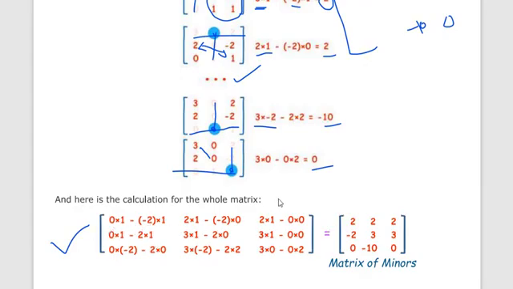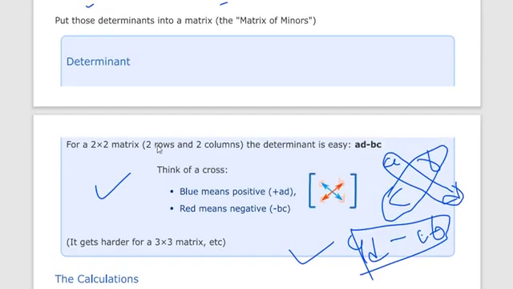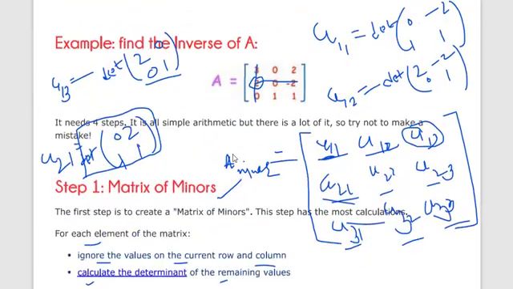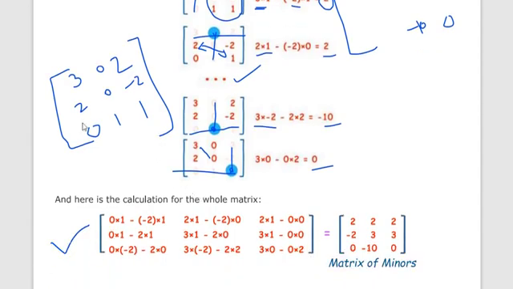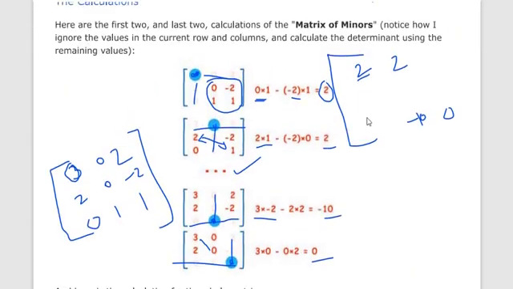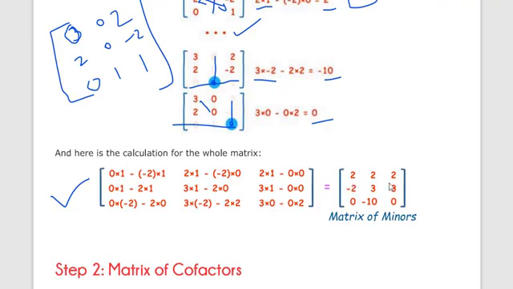Okay, here you can see all the calculation of the matrix. What was our original matrix? 3 0 2, 2 0 minus 2, 0 1 1. This is our matrix. We already got the answer here: 2 2 2, minus 2 3 3, 0 minus 10 and 0. So this is our matrix of minors.